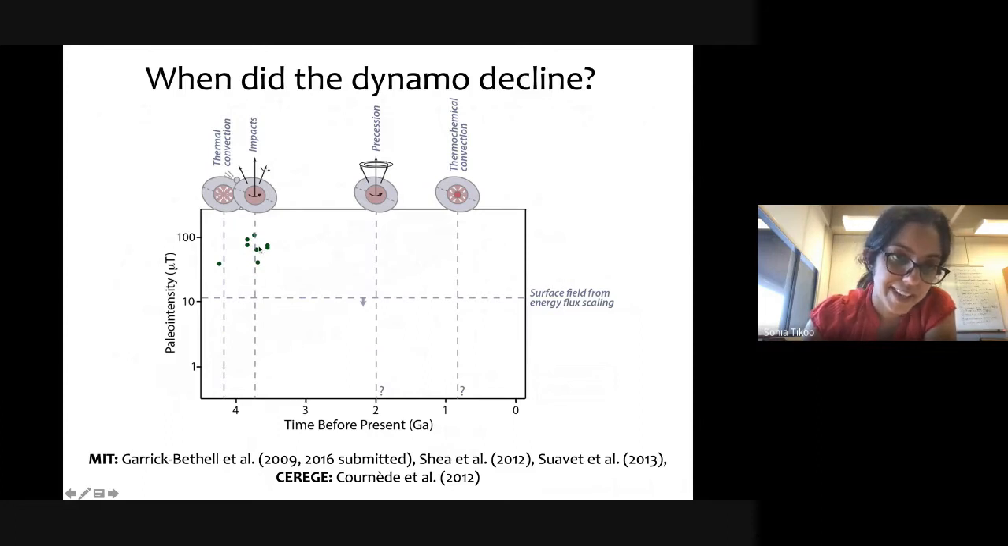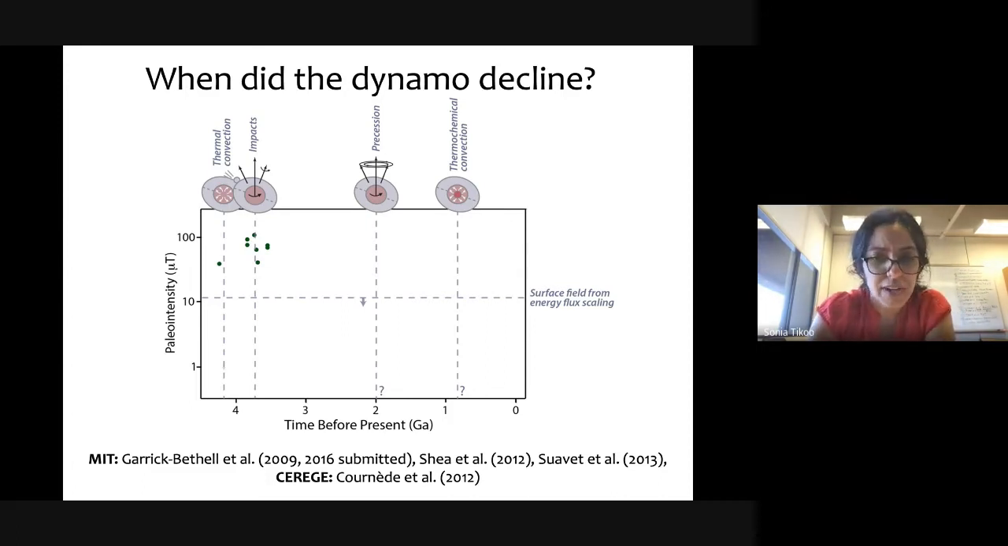And then that field appears to be robust. The question is, was it always that high? We're actually still working on that. There were some lower paleointensity values obtained during the Apollo era, and we need to go back and remeasure those weak field samples and see how much variation there was. But regardless, there is evidence for a strong field early in lunar history.